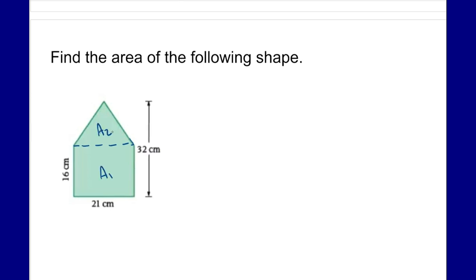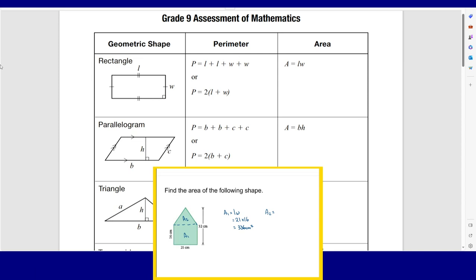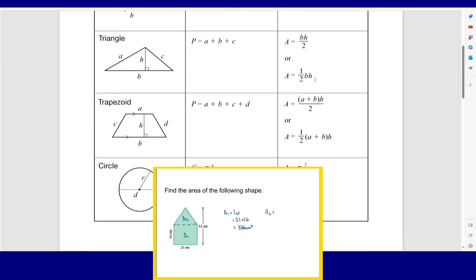Area 1, area 2. So for area 1, I'm going to start with the rectangle. Again, straightforward, length times width. I get 21 times 16, which is 336 centimeters squared. The second area is the area of a triangle, and if you're not sure what the formulas are, you can always go back to the formula sheet. We see a triangle. I'm going to focus on this top one: base times height divided by 2.